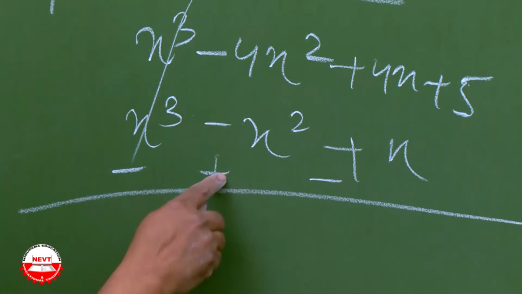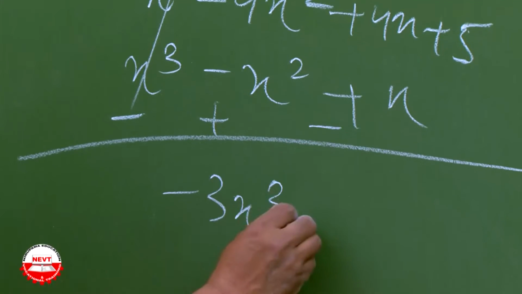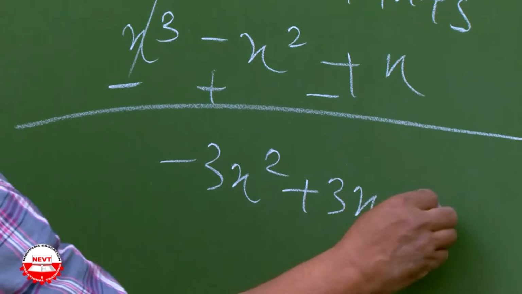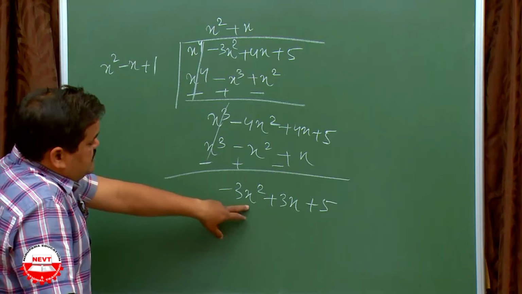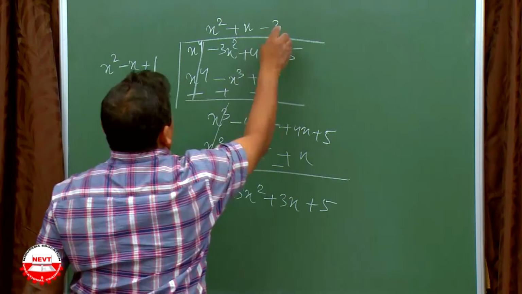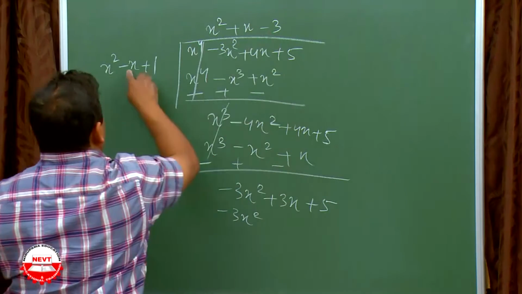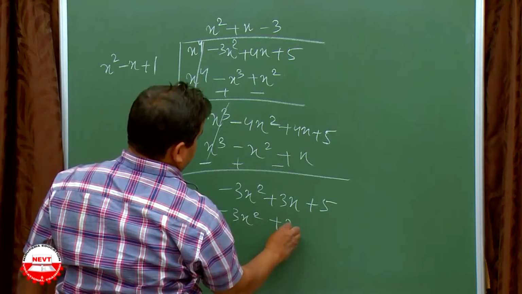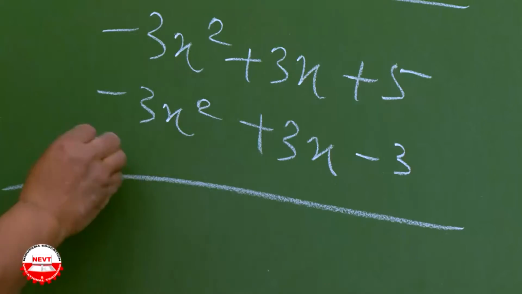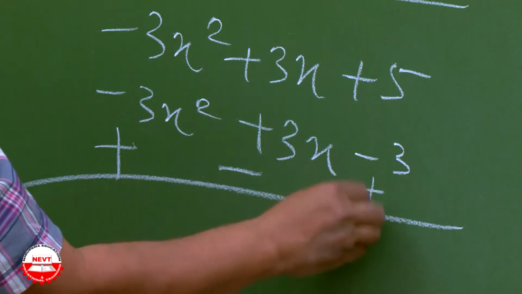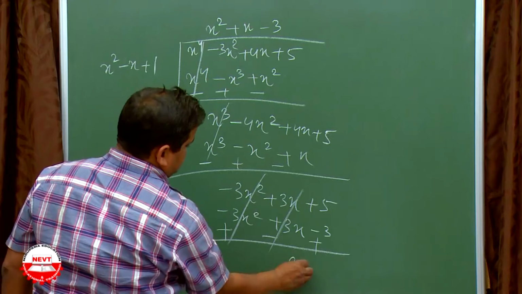Minus 4x square plus x square means minus 3x square. Plus 4x minus x means plus 3x plus 5. Now what will we substitute here? x square here, minus 3x square, so put here minus 3. Minus 3 into x square, minus 3x square. Minus 3 into minus x, plus 3x. Minus 3 into 1, minus 3. This is plus, this is minus, this is plus. It will cut, it will cut. Plus 5 plus 3, 8 is the remainder.